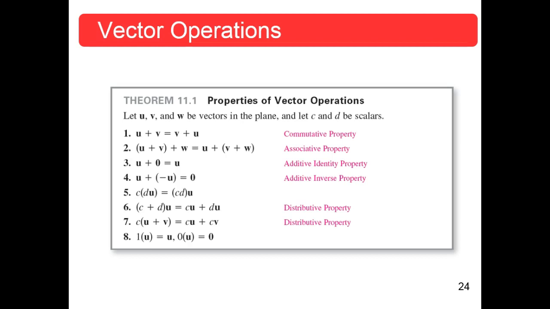And then the last of these properties, 1 times u, of course, is u. And since they said up here, u plus 0 is u, then 1 times u would be u. That's the multiplicative identity property. Why they didn't put that down here, I'm not sure. So I'll go on and write it in here too.